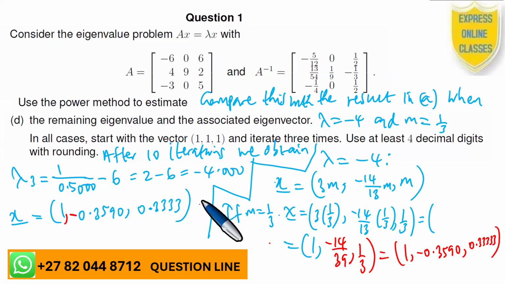Now with this, obviously it compares very closely with the 10 iterations. After 10 iterations, we get these entities actually very much the same as when m equals 1/3, meaning that we would have obtained the result there. Let us continue with the next question.